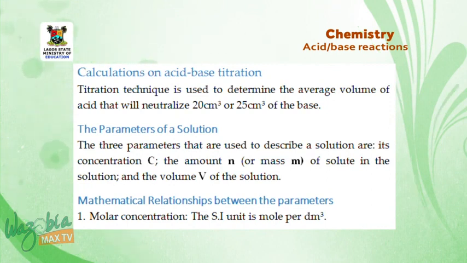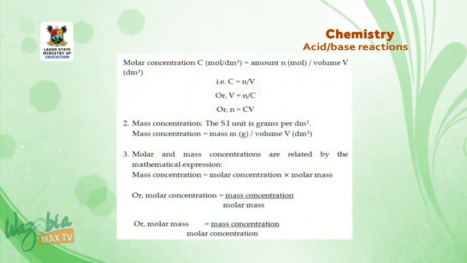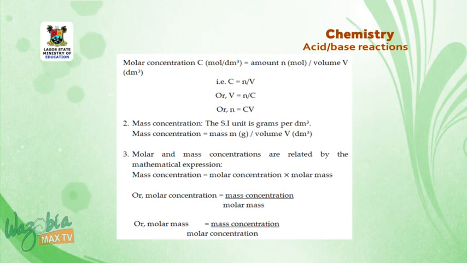Number one is molar concentration. The SI unit is mole per dm³. Molar concentration C in mole per dm³ is given as amount N in moles divided by volume V in dm³. Using symbols, we have concentration C is equal to amount N divided by volume V. If we make volume V the subject of the formula, the expression becomes amount N divided by concentration C. And if we make amount N in moles the subject of the formula, we have concentration C times volume V.